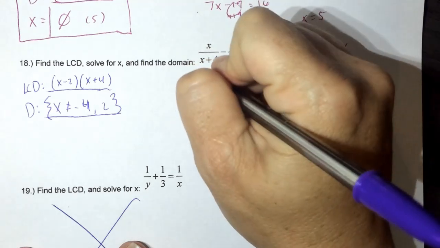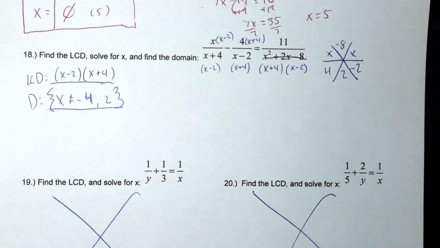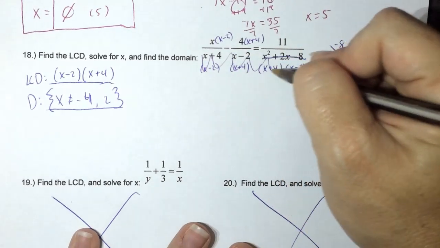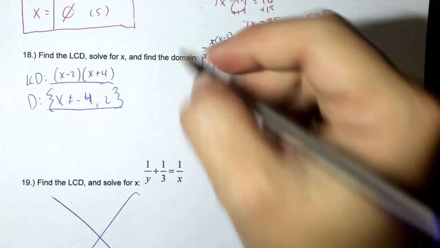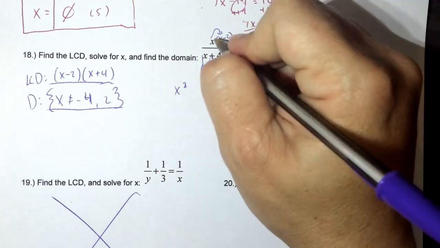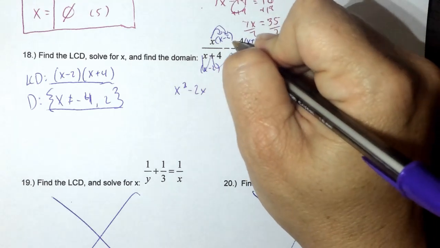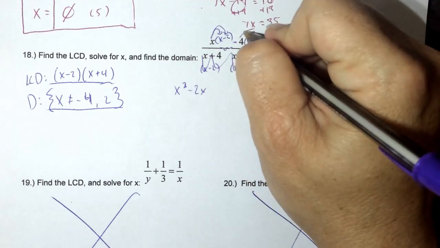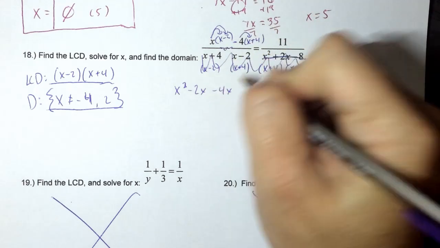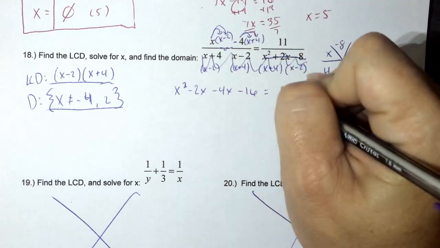This has the x plus 4, this needs the x minus 2. And now the denominators match, so we can cancel them. And we solve the top. So x times x is x squared. X times negative 2 is negative 2x. Bring up that negative so you don't forget about it. Negative 4 times x is negative 4x. Negative 4 times 4 is negative 16 equals 11.